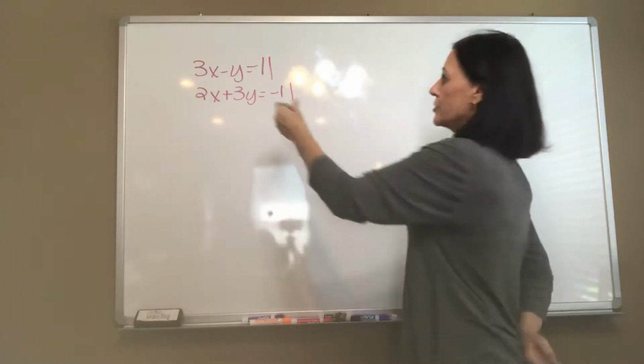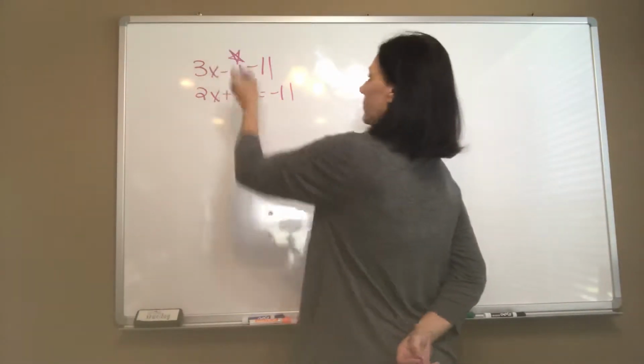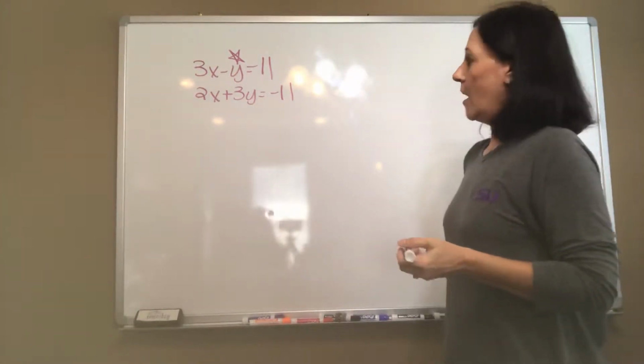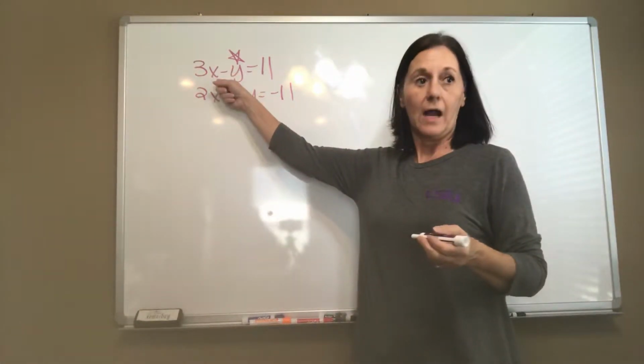When you're using substitution, I'm going to look for the one variable that has a coefficient of 1. All right, but this is negative. I want it positive.